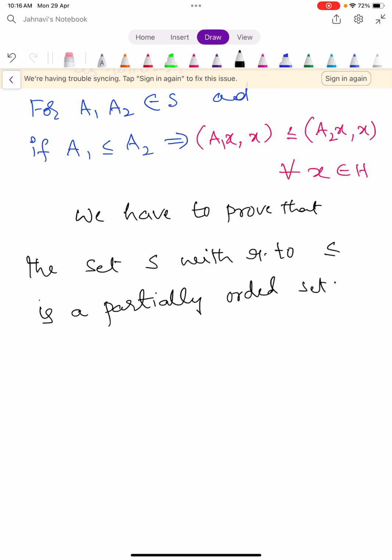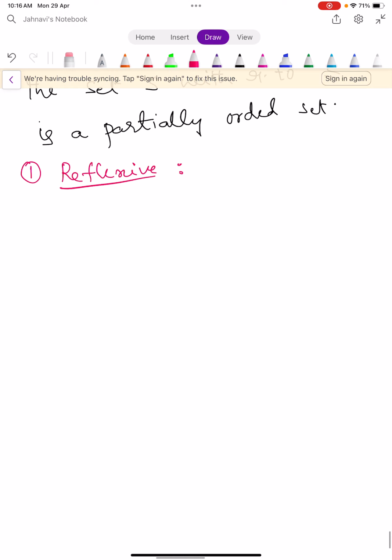It means the set of all self-adjoint operators is a poset with respect to the ordered relation less than or equals to. So to prove that it is a partially ordered set, we have to show the reflexive, antisymmetric and transitivity properties over the set capital S. So first we show the reflexive property over capital S.